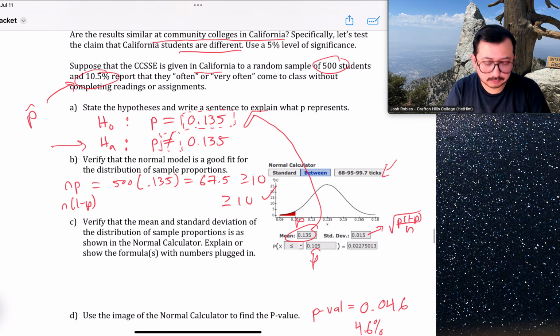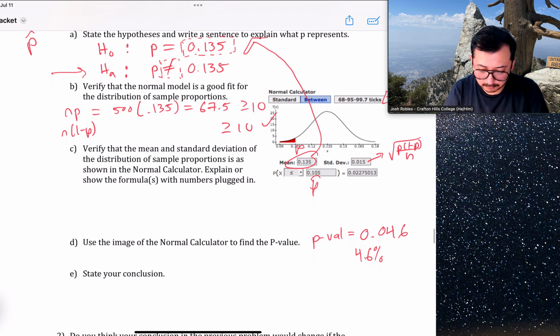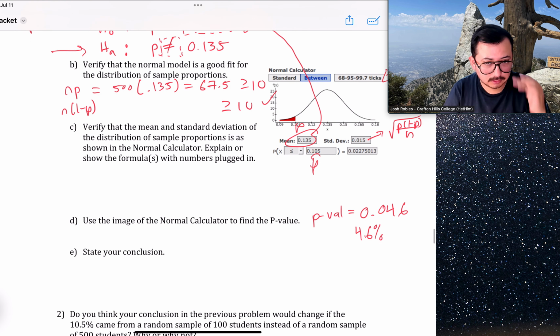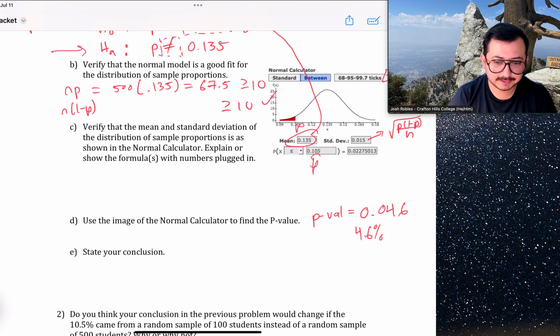I believe we were told 5% significance level. So 4.6 is less. So what do we do when our p-value is less? Again, you do have to set them up and get the p-values on your own also, at least once in the quiz, but the conclusion is a little more important. So what is the conclusion here?